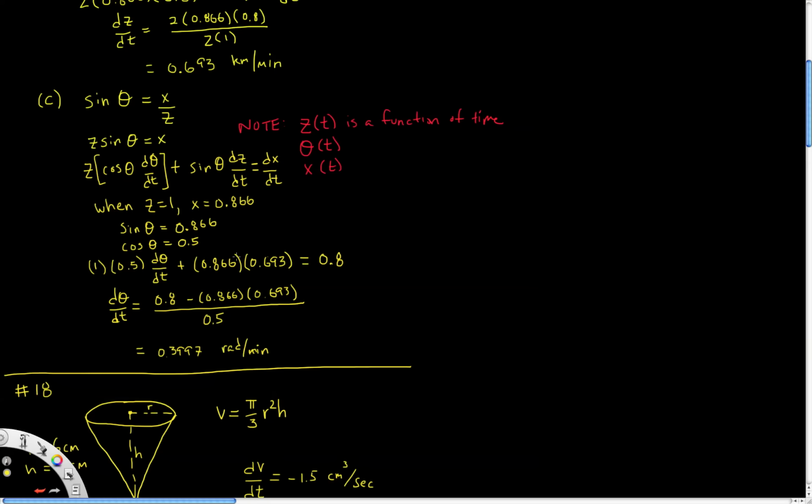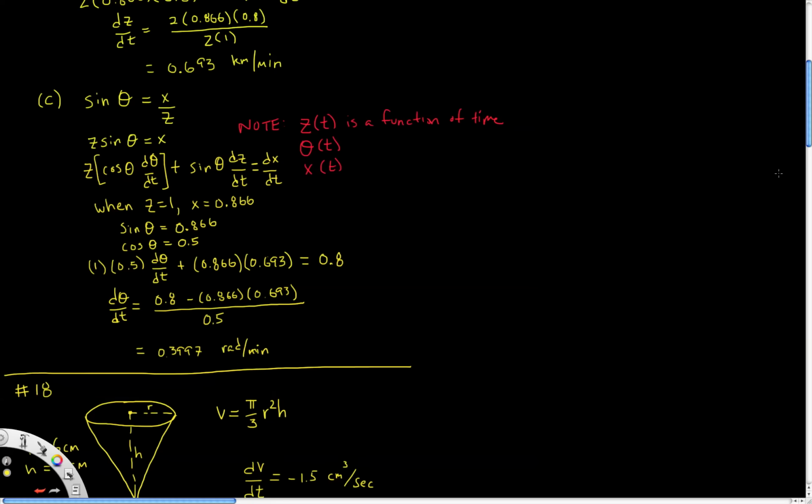And so after I plug in all of those numbers, I can solve the equation for d theta dt. And doing arithmetic, I get 0.3997 radians per minute. And that's how fast the camera is rotating in order to stay focused on the train.